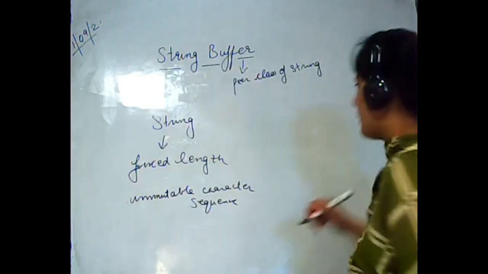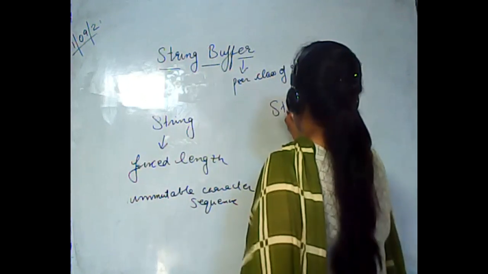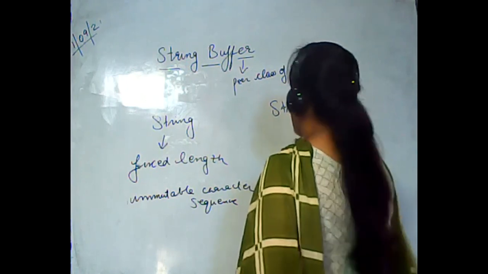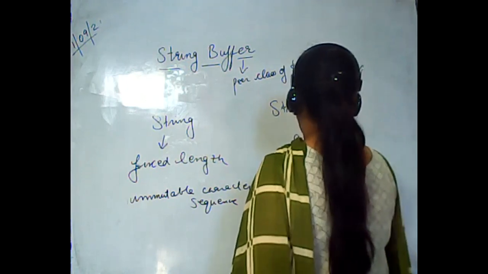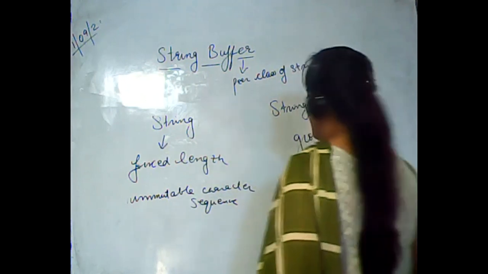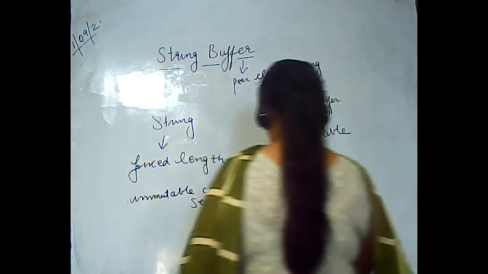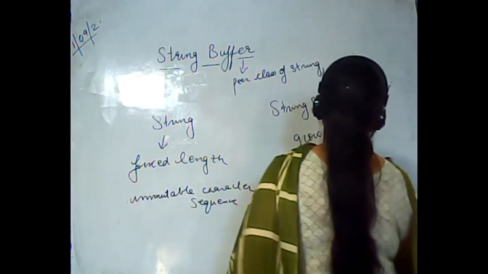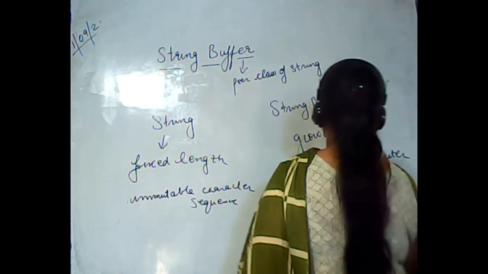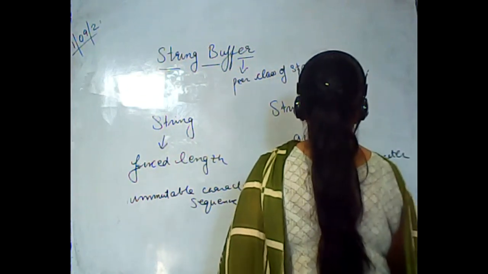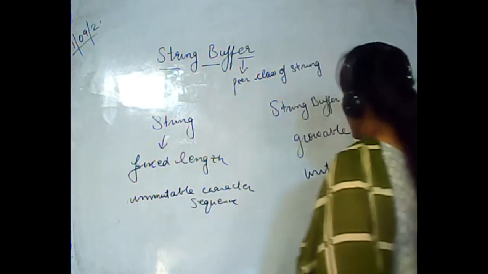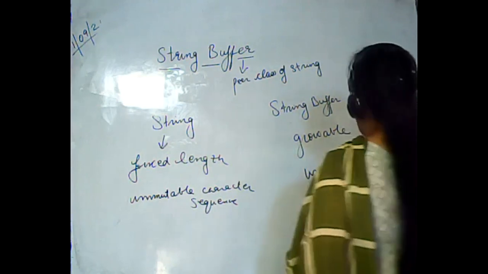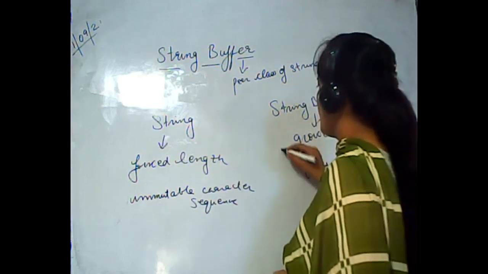Whereas if we consider the string buffer, how can we define the string buffer class? It is growable, which allows it to grow itself. It has a growable length, and we can provide writable character sequences. So it is writable, or we can say that we can provide all those mutations over there. We can change all that data in the case of a string buffer.